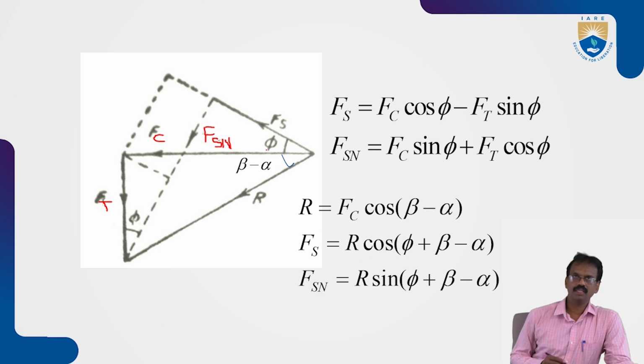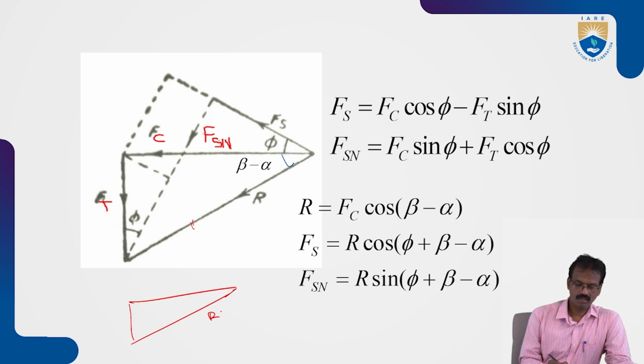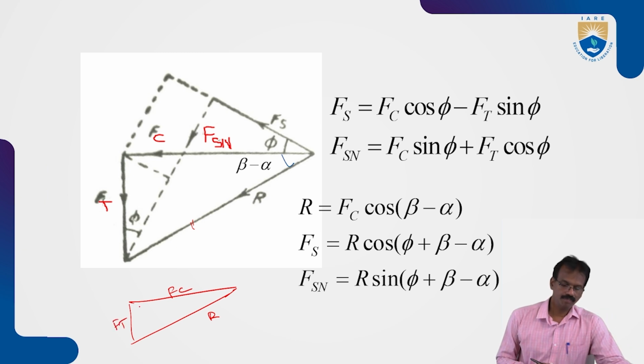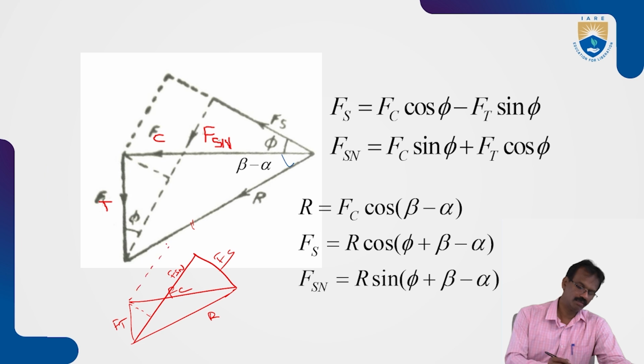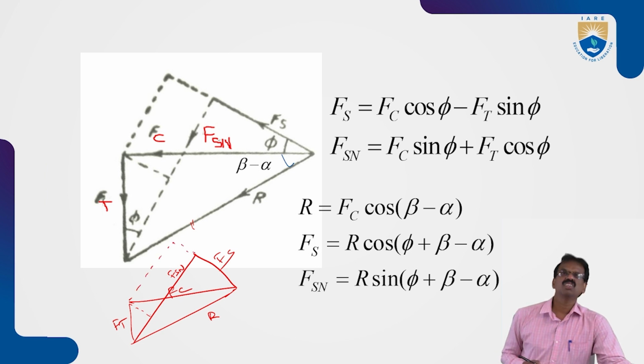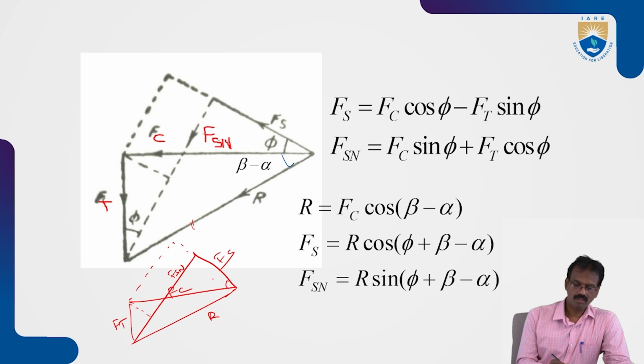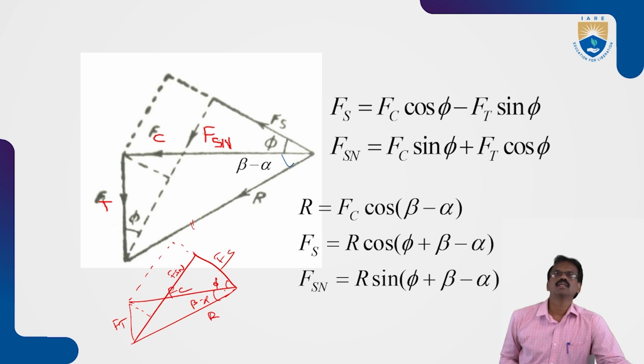Here we are taking two triangles. One is triangle one. This is the resultant and Fc, and this is the Ft. We are taking one more triangle, with the shear force Fs. We are extending a line here, like this. Then you can take this. This is the shear angle, and this one is beta minus alpha. We know these angles.